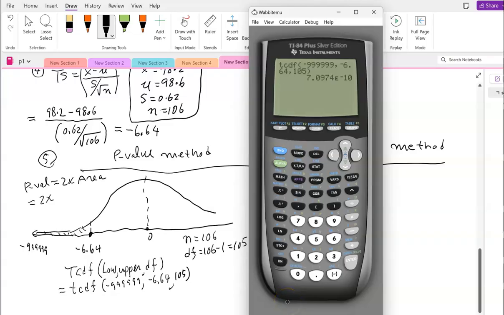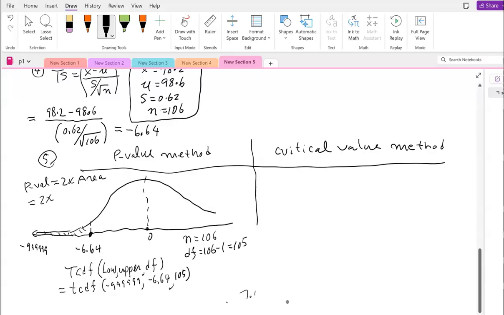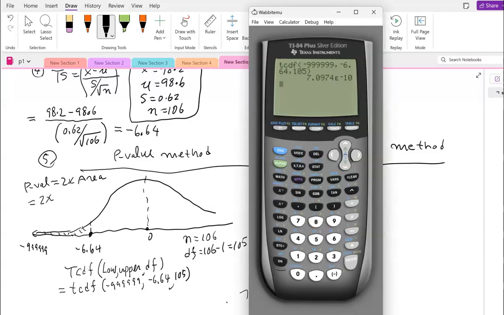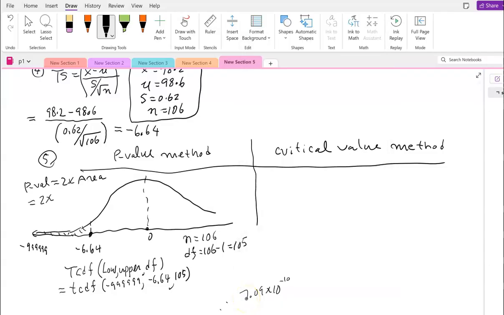The area is 7.09 times 10 to the negative 10, okay? What that means is you have 0.000000000709. That is negative 10. So this is pretty much 0, and 2 times 0 is like a 0. When you round to any number of decimals, it's 0.